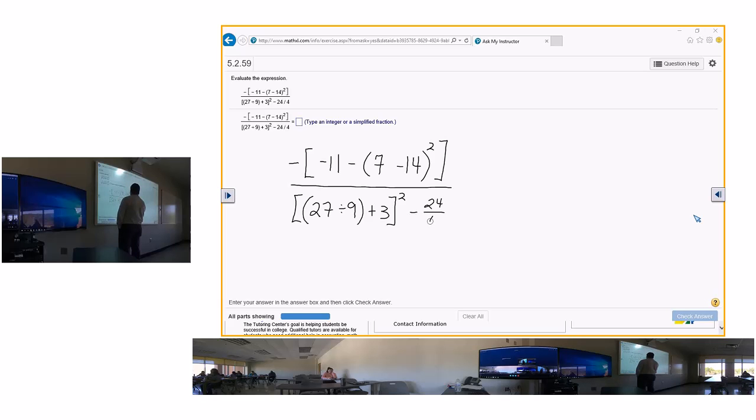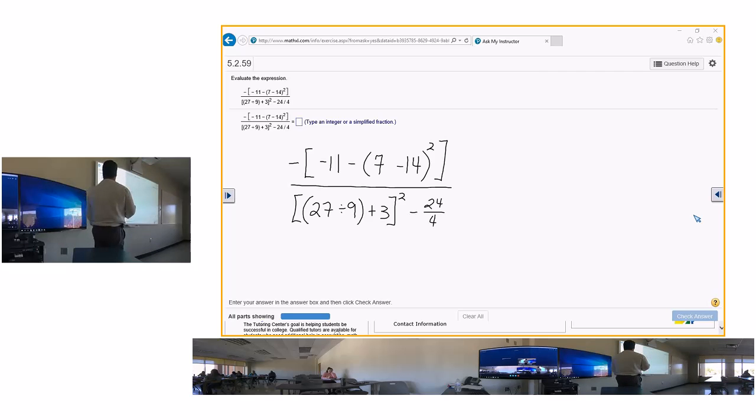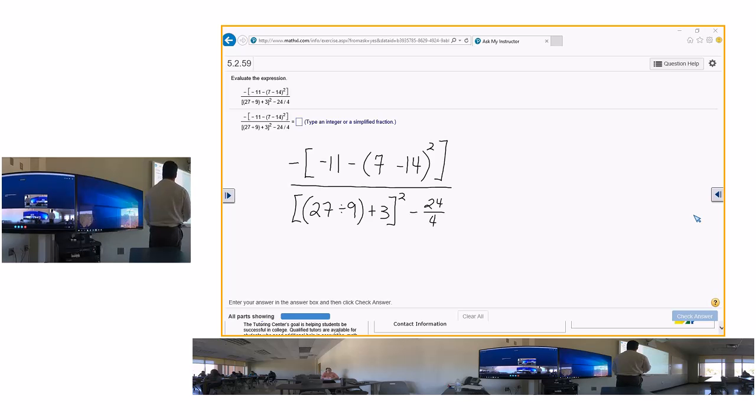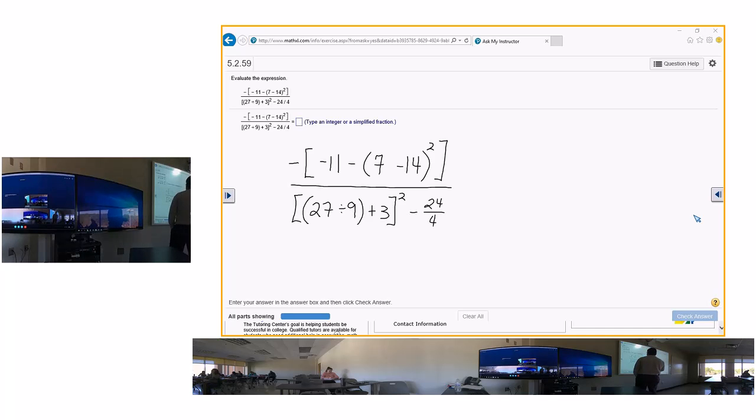24 over 4. I'm going to leave it that way because I'm not sure. I don't think there's anything you can do with that except make it 6. It just seems odd. I could understand 24 over 3, but no, not 3. 24 over 5, but I don't know why they would do that. That's why I'm wondering if they want to get a common denominator or something. But anyway, let's work our way inside out.